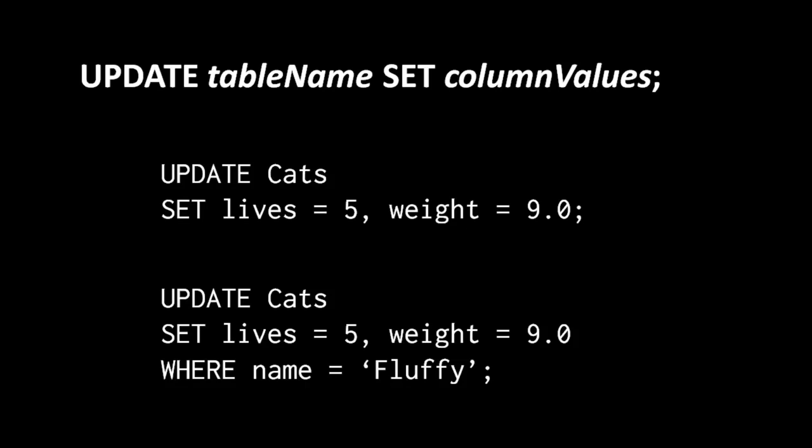This is the equivalent of what we would write in, say, Python or Java as two equal signs, rather than just a single equal sign, which in the vast majority of programming languages is used for assignment, not for an equality test. But in any case, in this update statement, then, we are updating the value of the lives and weight column, but only in that row or rows where the name of the cat is equal to Fluffy.